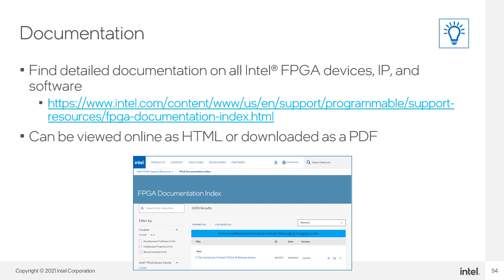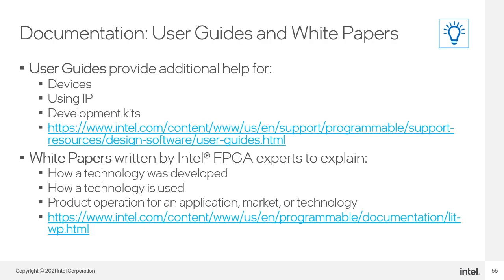You can search for and view any document in your web browser or download in standard PDF format. Other useful types of documentation are user guides and white papers. User guides are detailed technical documents that help you use certain Intel FPGA devices, selected IP, and development kits. White papers are shorter technical documents that cover a specific end market or technology feature or how to use a specific Intel FPGA product feature. You can find user guides and white papers at the links provided.